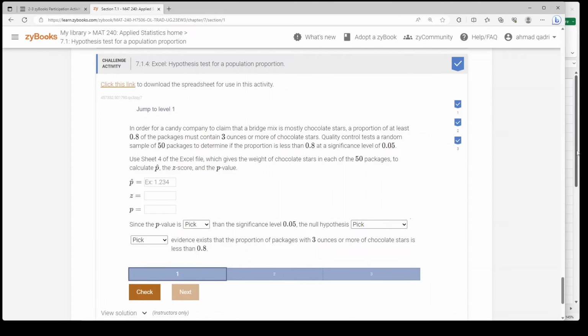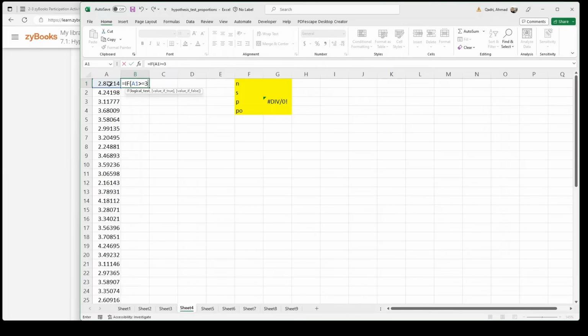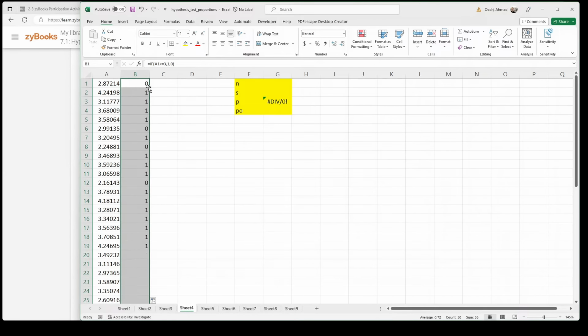This is a logical test, and the test I'm going to do is whether this value is greater than or equal to 3. If it is, the first value, what happens if this is true? Then I will give it a 1, otherwise I will give it a 0. This is less than 3, so clearly it gets a 0. Now if I hover over the lower right corner and double click, it will copy this formula all the way down to the 50th value.